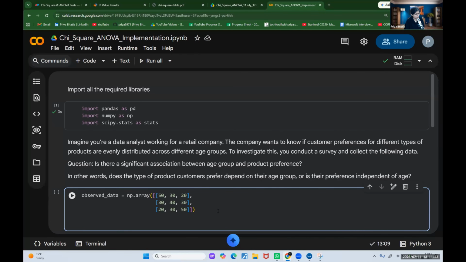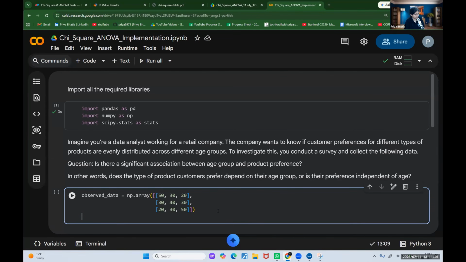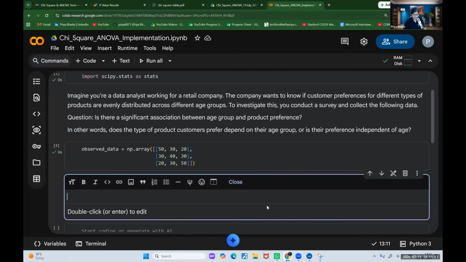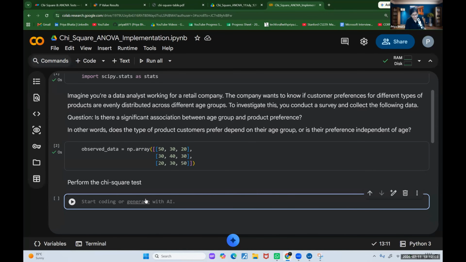Done. So this is the observed data that we have. So this is fine. Now, what we want to do is perform the chi-square test. We want to find out the value of the chi-square statistic. I'm working with the p-value, so I want to find out the p-value. I want to find out the degree of freedom. I want to find the expected value.